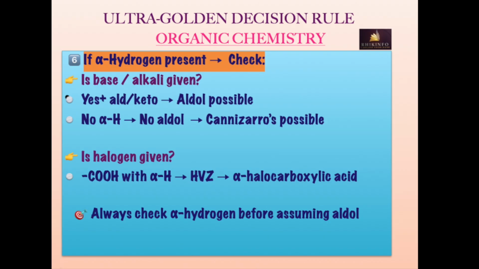Here is your hack number 6. Is aldehyde or ketone present? First check for alpha hydrogen. If alpha hydrogen is present, aldol reaction is possible. If no alpha hydrogen in aldehyde, Cannizzaro reaction possible. If carboxylic acid with alpha hydrogen is given, then reaction with halogen follows the HVZ reaction. So, always check the presence of alpha hydrogen before assuming aldol condensation.